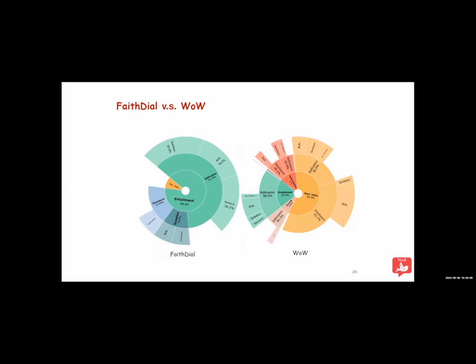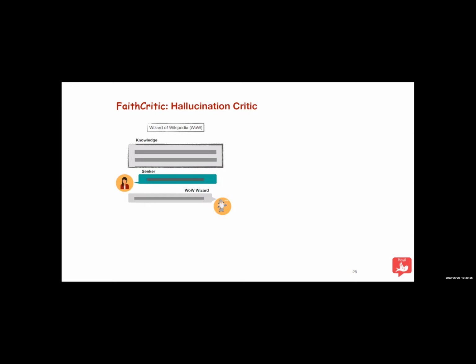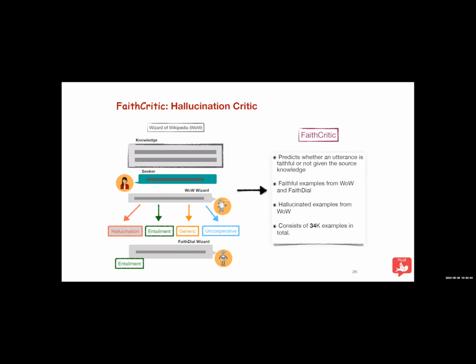And if you compare these two data sets, FaithDial has almost no hallucinations. Most of the phenomena is entailment, and it has other dialogue acts as well, corresponding inside the entailment. Whereas in Wizard of Wikipedia, 66% is all hallucination. And as I said, you can actually build a hallucination critic, and this is based on both Wizard of Wikipedia data, because for every instance, we annotated another instance that is more faithful. So we can train a classifier that can tell you which one is entailed or which is hallucinated. And we call this FaithCritic.